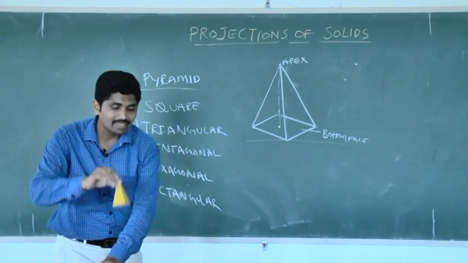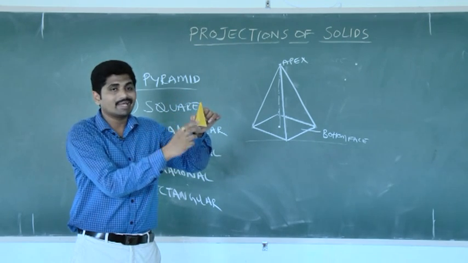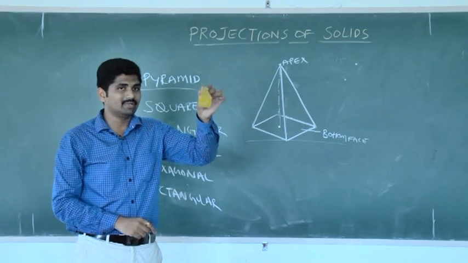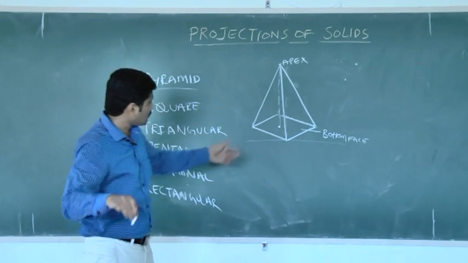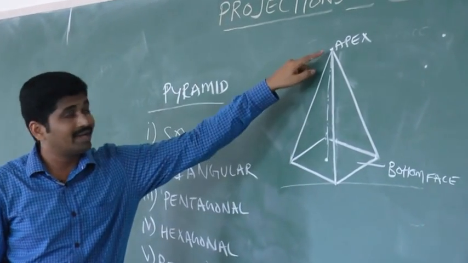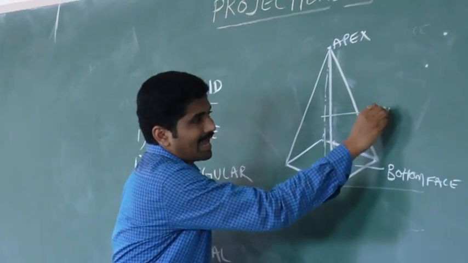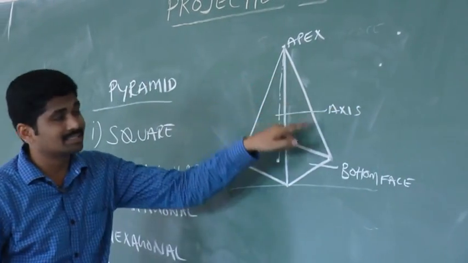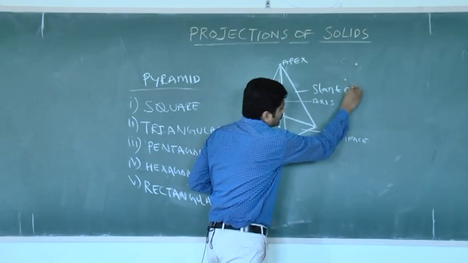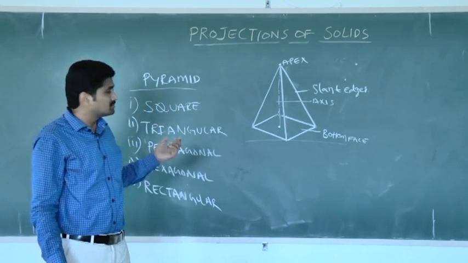Here the bottom part is a square shape, the top is an apex point and the surrounding faces are triangles. It is called a square pyramid, right? Observe the diagram: the imaginary line joining the vertex point to the center of the base is called the axis line. And these edges are called slant edges, right? This is the overview of the prisms and pyramids.